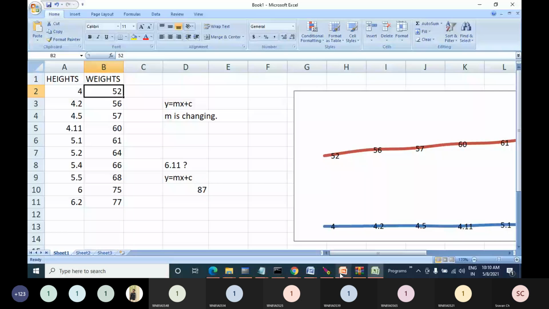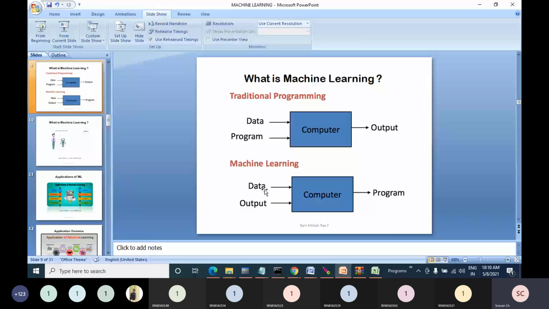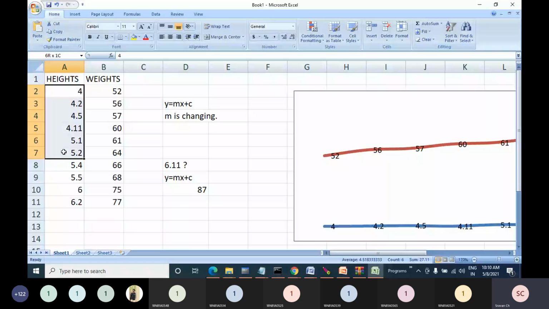See here. In this block diagram, I am giving data as well as some outputs also. So for my 10 examples, along with the data, I also have the output. For 4.2, what should be the weight? I have both. Now, using this function, I'll apply y equal to mx plus c, and x and y values will be replaced with all these 10 combinations. Then I will study, or I will come to know, what is the slope.